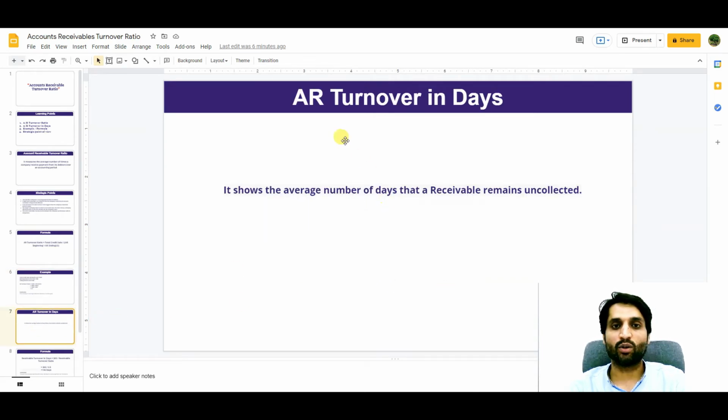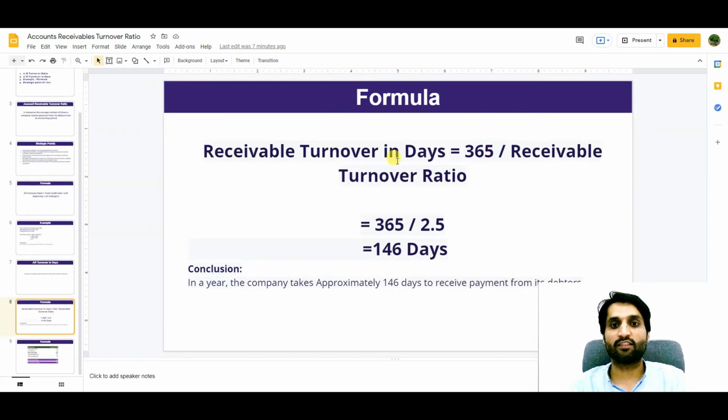Now let's calculate account receivable turnover in days. Now we will see how many days it takes to receive the payment from our clients. It shows the average number of days that a receivable remains uncollected. Now the formula: receivable turnover in days is equal to 365 days in a year divided by the receivable turnover ratio, which we have calculated earlier. So 365 days divided by 2.5 times.